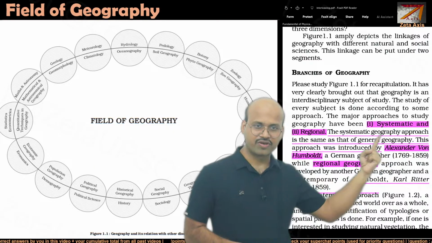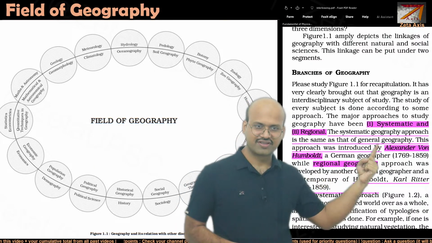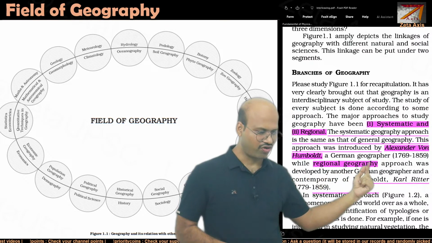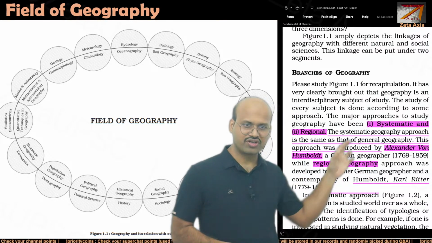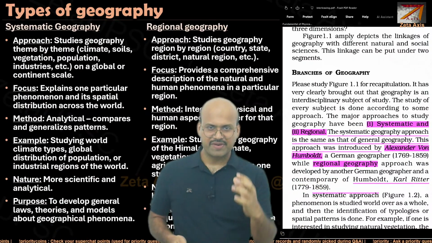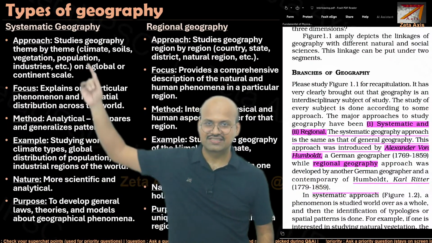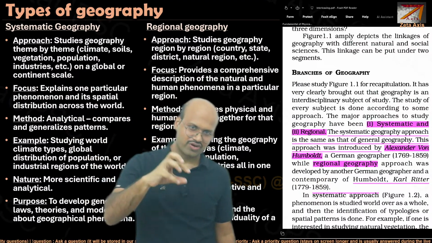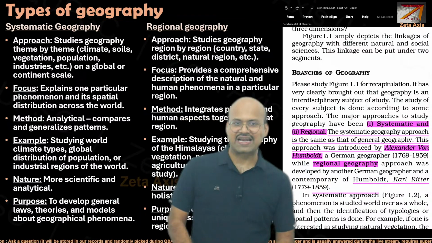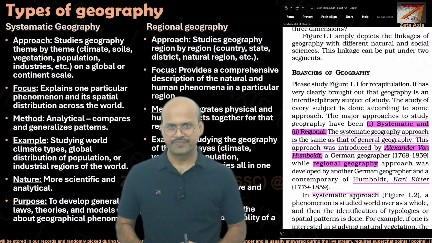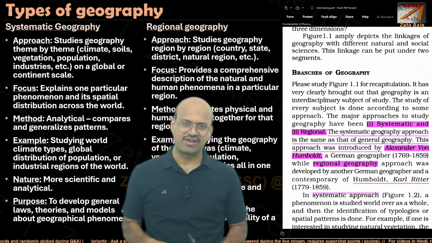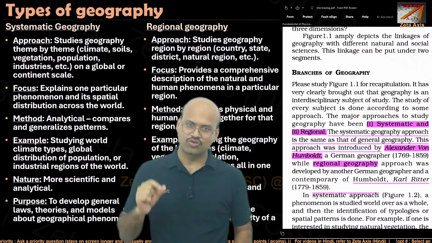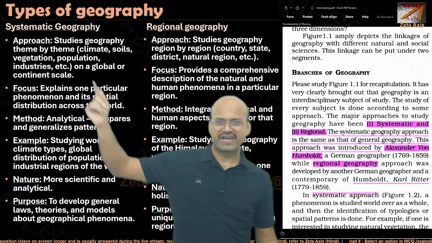The systematic geography approach is the same as general geography. This approach was introduced by Alexander von Humboldt, who was a German geographer. Systematic geography basically studies geography theme by theme. What does it mean? Suppose you pick a particular characteristic like climate and you study the climate of all the regions around the globe. Or you take the characteristic of soil and you study the soil characteristics all around the globe, or in fact over a very large area, but you are studying only the characteristic of soil. So that is systematic geography.